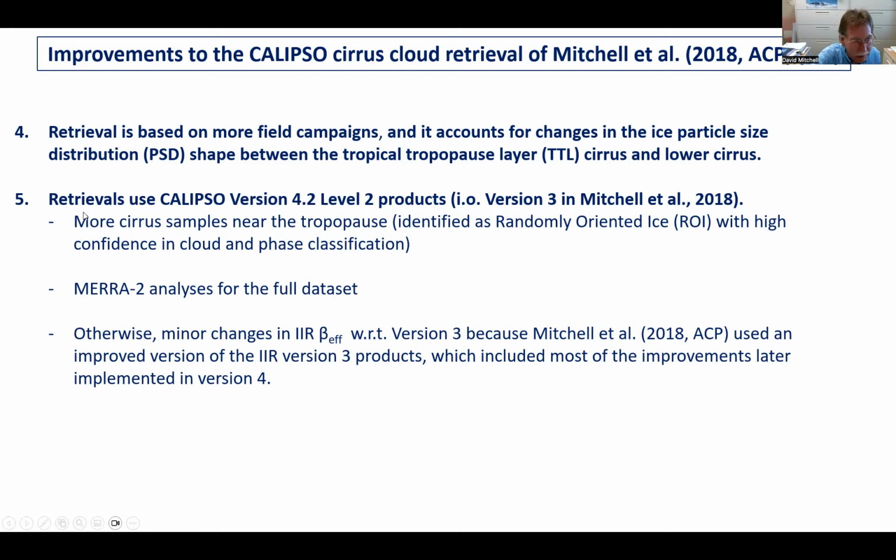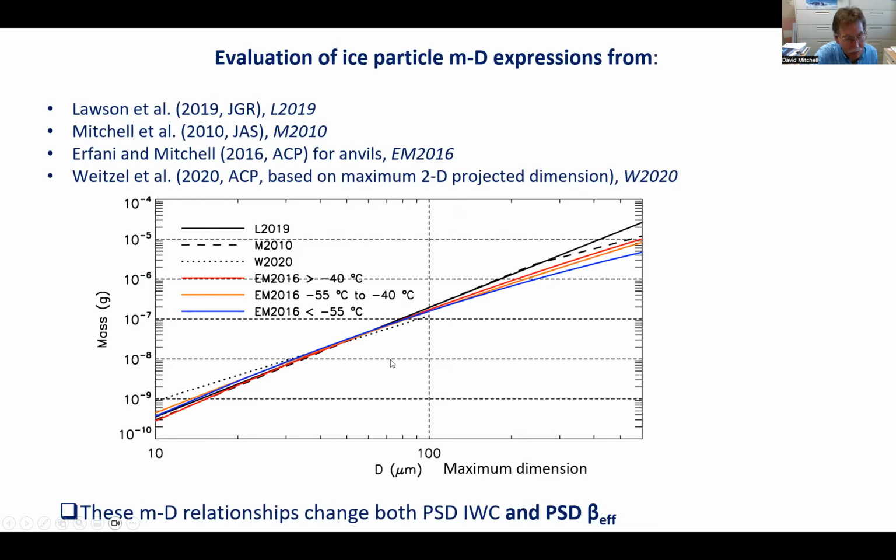And the last improvement was that we're using a new version of the CALIPSO products, the 4.2 level 2 products. So for the masses, we're using the Erfani-Mitchell mass relationships, and they're compared here against some other recent studies. Lawson 2019 is one of them, the black curve, and it's a power law relationship, so it overestimates the large particle sizes, I would say, but it does a good job for the small crystals, and that's the hard part to get.